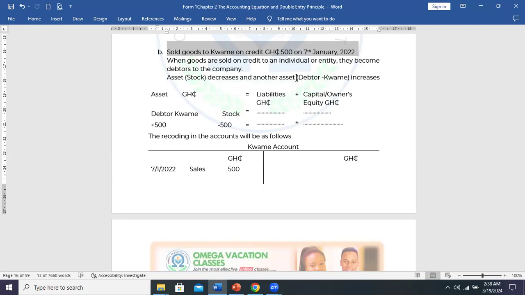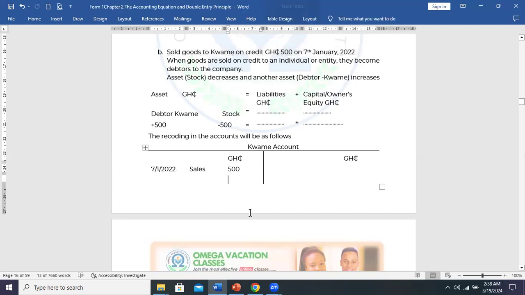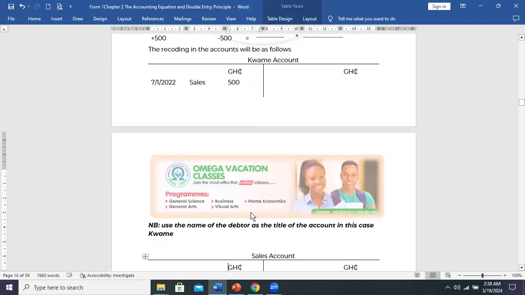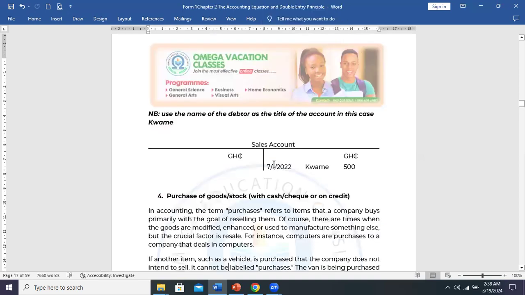Okay. Now, at the time that Mr. Amwa had not bought the goods, the debtors were 0. So if Mr. Amwa now owes the business, it means the debtors balance will increase. So that's why the asset debtor is increasing. And when an asset is increasing, we debit it, and the corresponding credit entry will go into the sales account, right? Because the asset stock is decreasing.